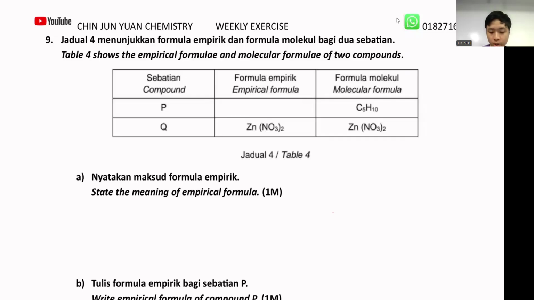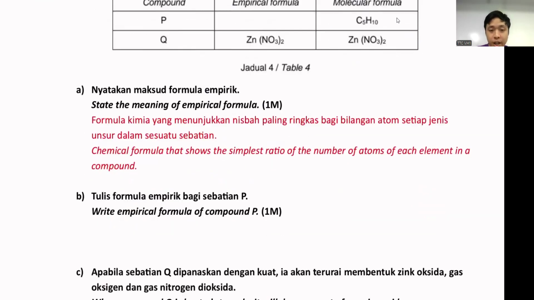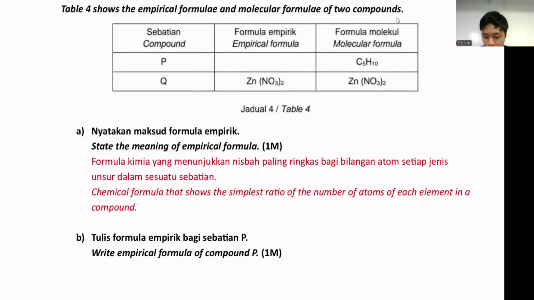And as Table 4 shows the empirical formula and molecular formula of two compounds. As I told you before this question, empirical means the simplest number ratio of atoms. Molecular formula means the real formula, the actual formula that shows the actual number of atoms. State the meaning of empirical formula. So you can say that it's a chemical formula that shows the simplest ratio of the number of atoms of each element in a compound.